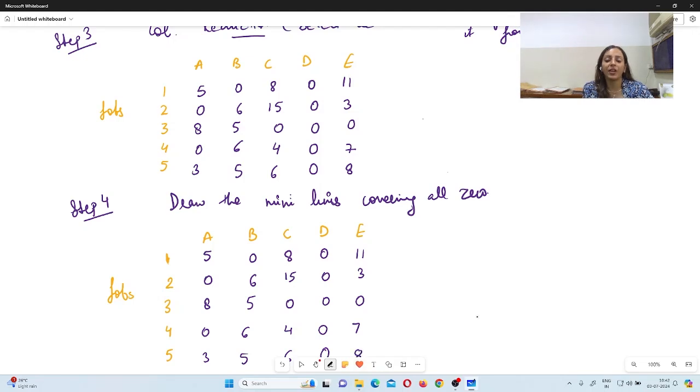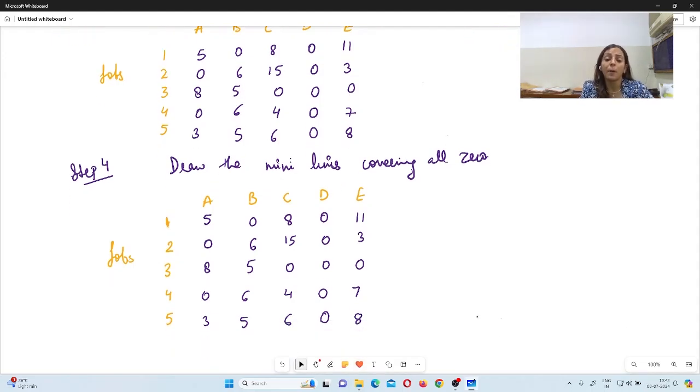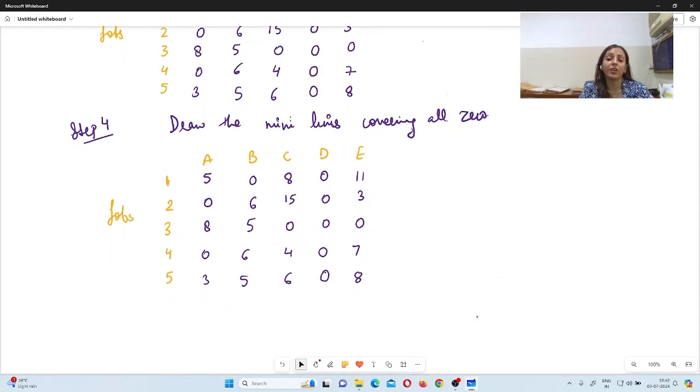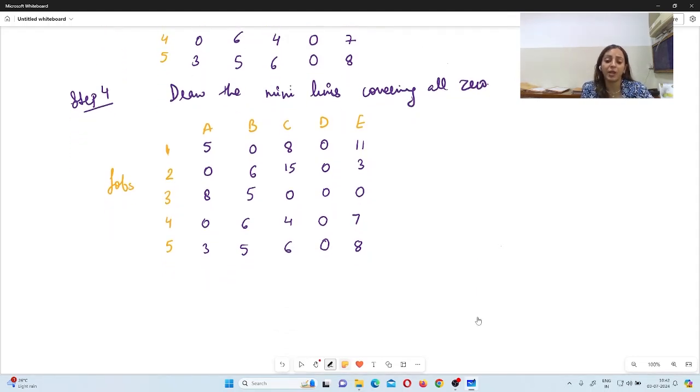Right. Now what we have to do, we have to check whether the number of lines, means we have to draw minimum number of lines and that is covering all the zeros. Remember, you have to make possible as less lines as you can draw up and covering all the zeros. So check it over here, how many zeros are there, maximum zeros.